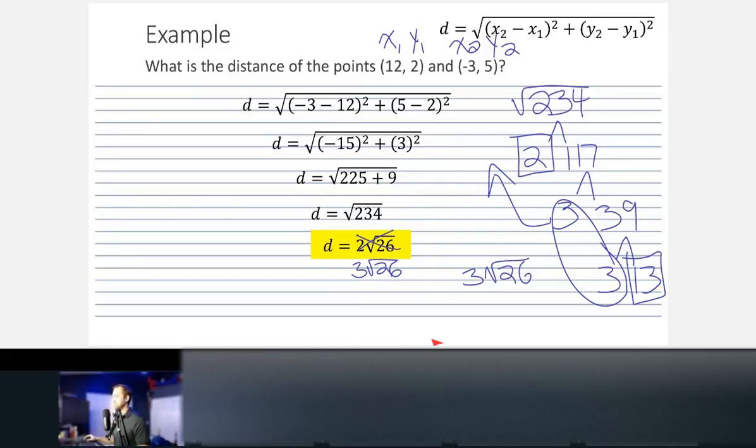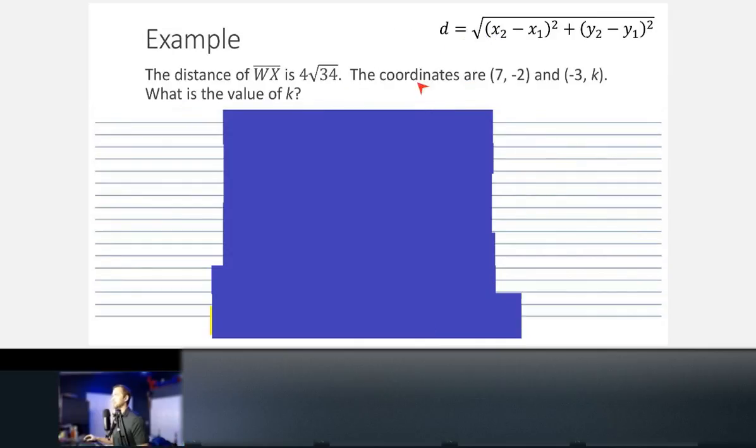But anyway, all right. If you put radical 234 and stop here, your answer is completely wrong. You need to finish the problem by simplifying it. Okay. All right. Everyone, let's look at this one.